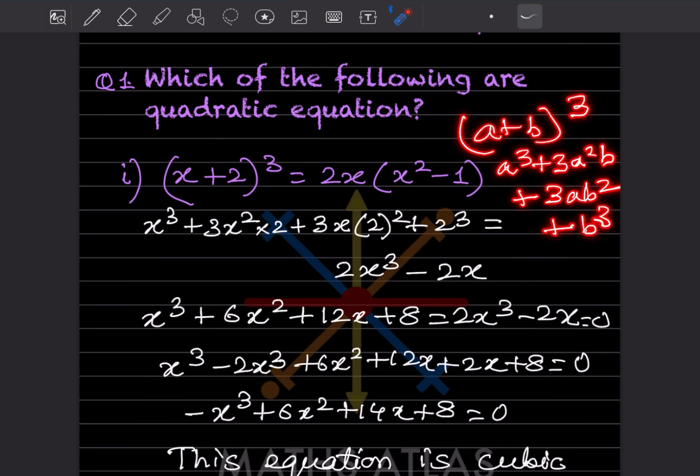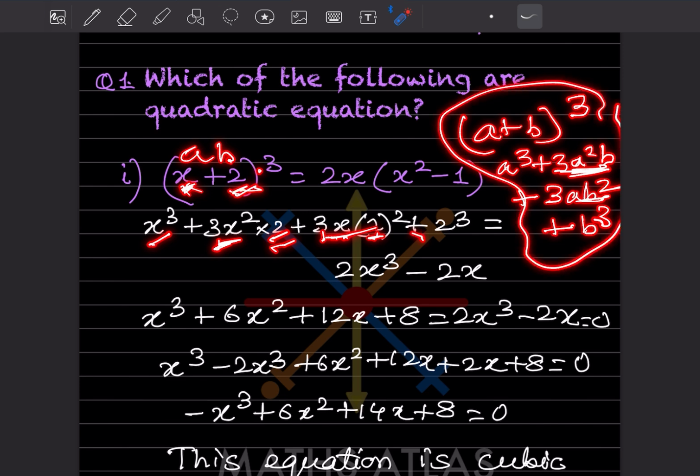Now this is a and this is b. What will you write here? A cube means x cube, plus 3 a square b, that is the square of x, x square, into b, plus 3 a b square, where a is x, so 3x, and b square means 2 square, plus b cube, which means 2 cube. I hope this formula is clear. You have to note this formula. Again I'll repeat it: a cube plus 3 a square b plus 3 ab square plus b cube. And I'll tell you how to remember this.